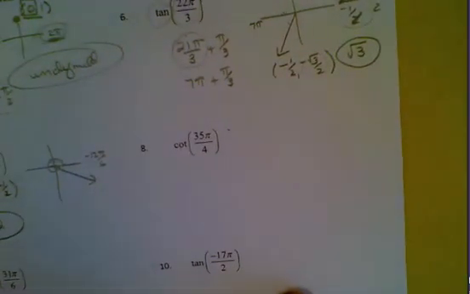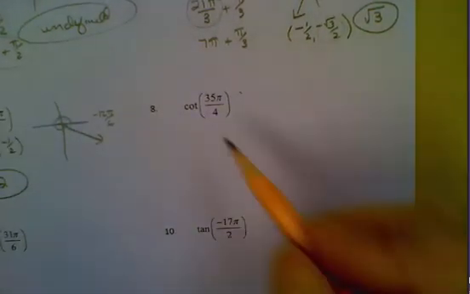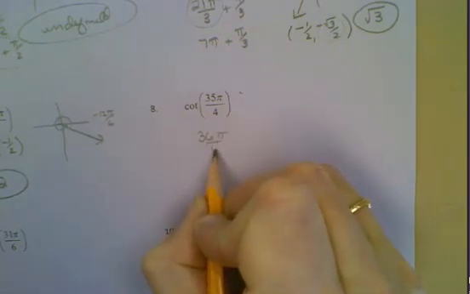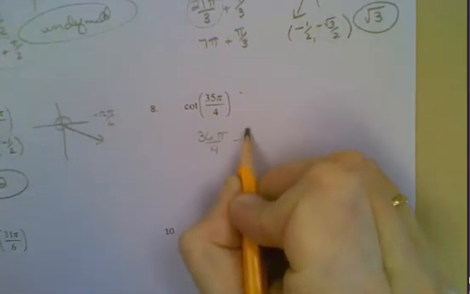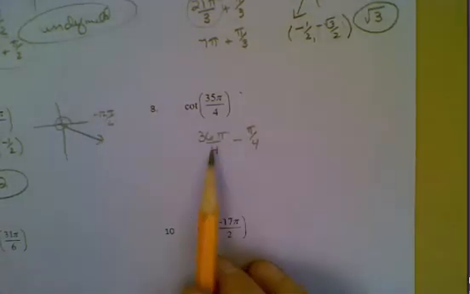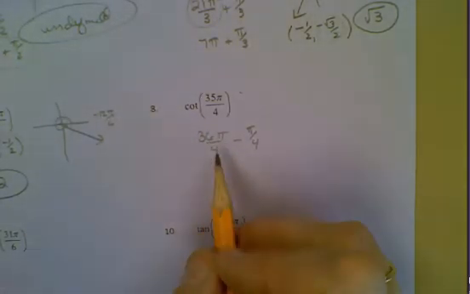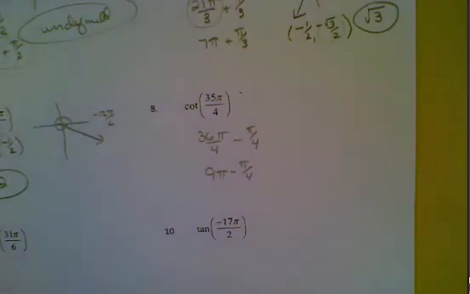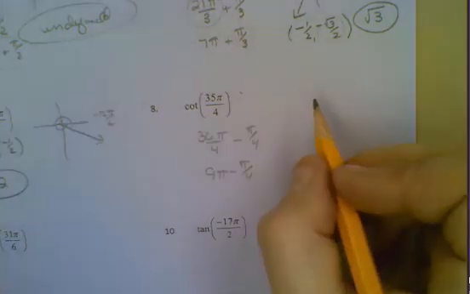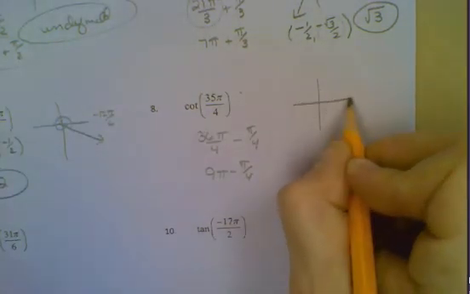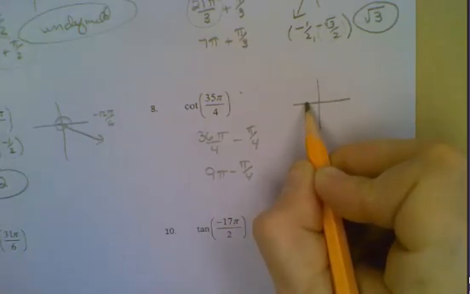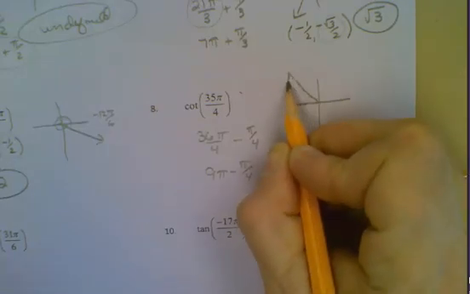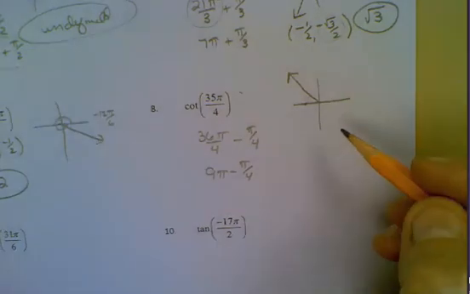All right, let's try the next one. Cotangent of 35 pi over 4. Here I might think of 36 pi over 4, figure out what that is, but then minus a pi over 4. So I want to go a pi over 4 less than what that is. This ends up being 9 pi. So I'm going to go to 9 pi, but then take away pi over 4. When I look at it, 9 pi is right here. It's an odd multiple of pi. But as I'm going around this, I didn't want to go all the way to 9 pi. I wanted to go pi over 4 less than that. So I end up in the 2nd quadrant.